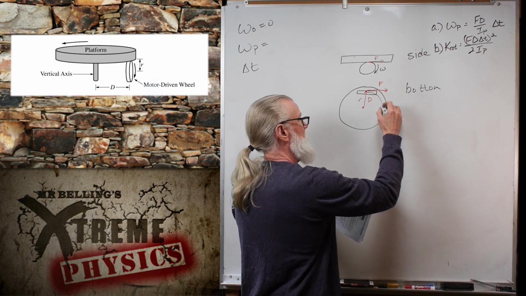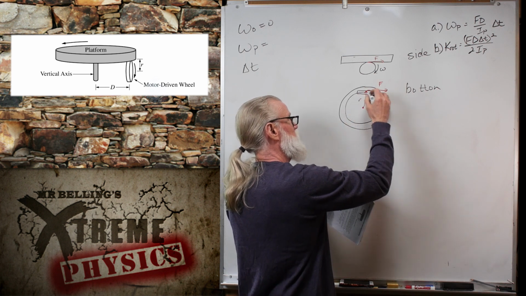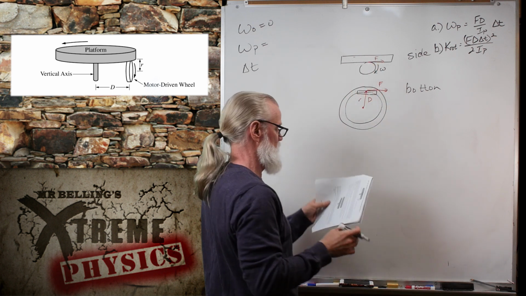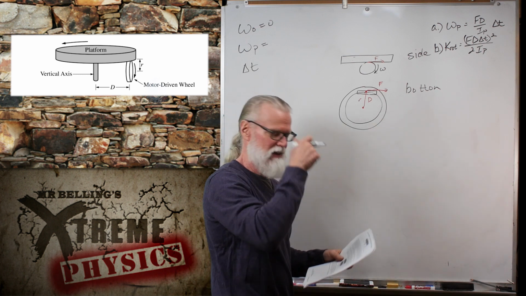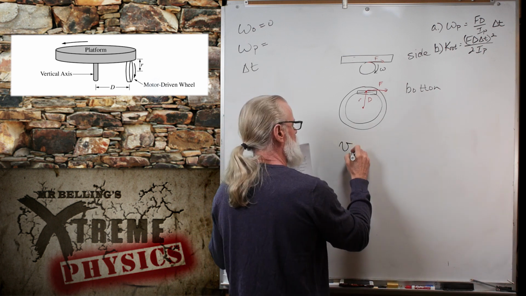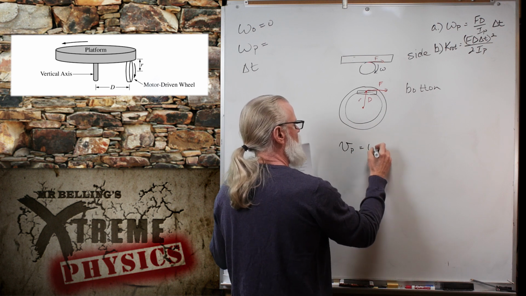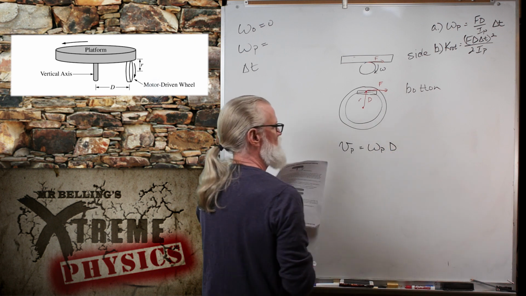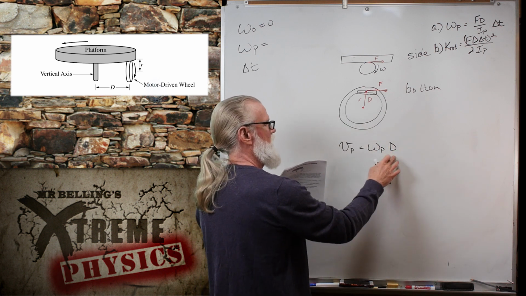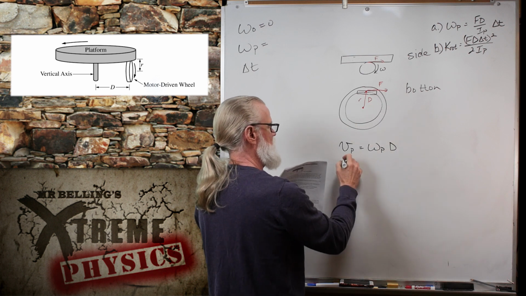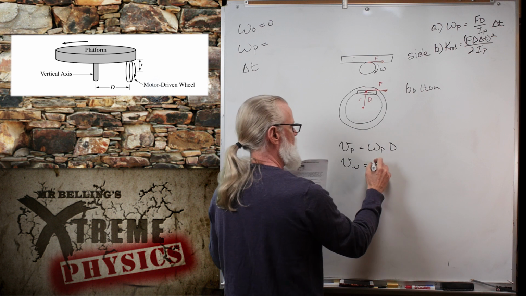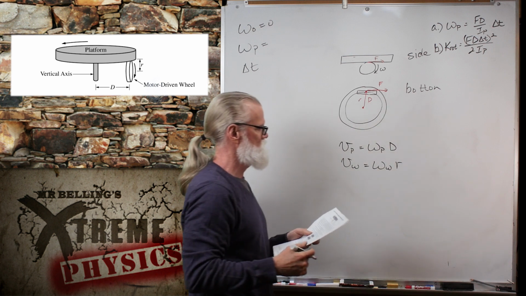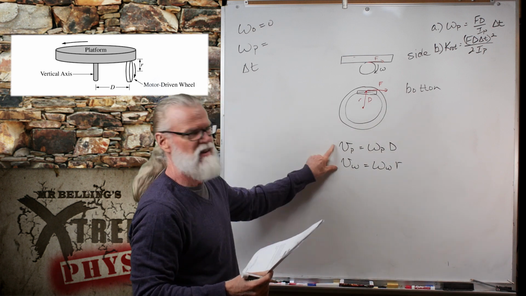So you have to realize that the speed of the outer wheel is the same as the speed of this point on the platform. They are not slipping relative to each other, so they're moving at the same speed. That's the key here. We had to see that. The speed of the platform equals omega platform times d. Speed equals omega r, and we're interested in that position d. And the velocity of the wheel equals omega of the wheel times r. But these two are equal.